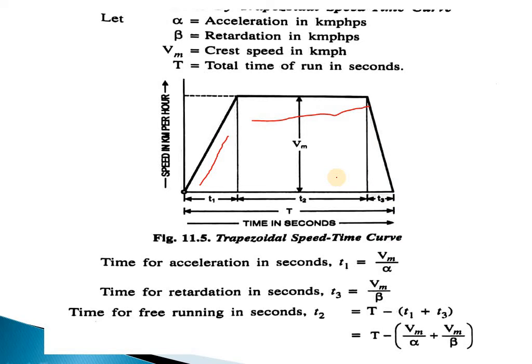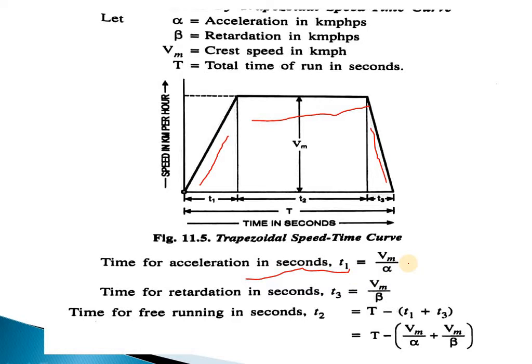So if we consider the total timing, it is a combination of the acceleration time, free running time, and braking time. That means T is basically T1 plus T2 plus T3. Now we will calculate the timing for acceleration, that is T1. Here Vm is the crest speed and alpha is the acceleration. So definitely T1 equals Vm by alpha.